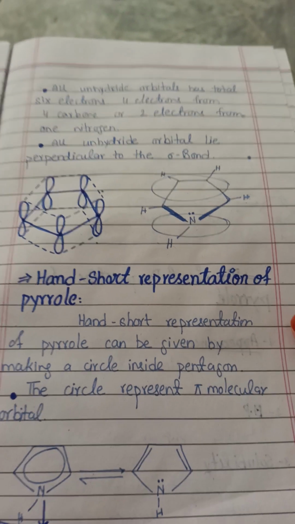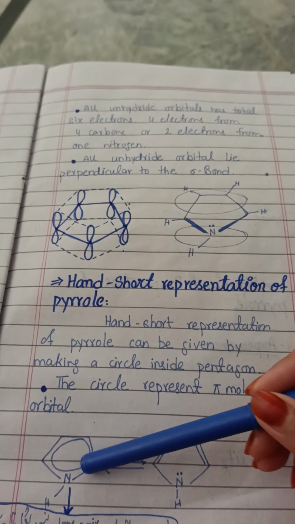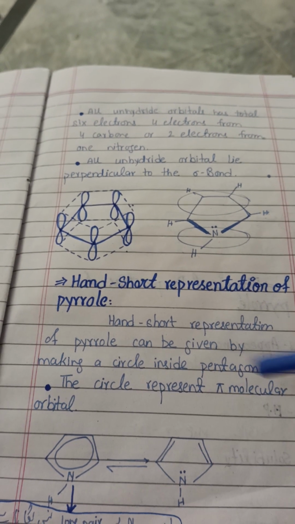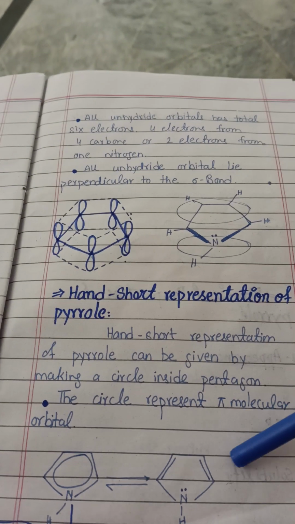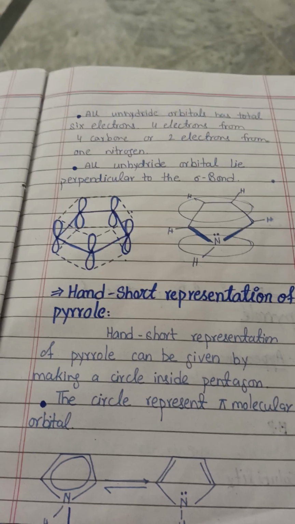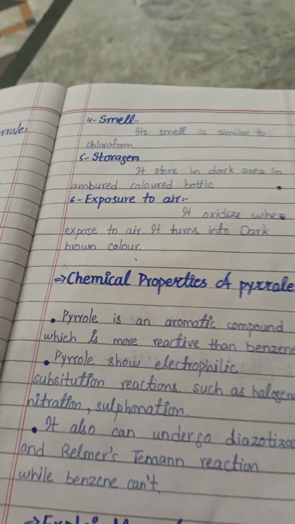Now, a shorthand representation of pyrrole is that it can be represented by making a circle inside the pentagon, which represents the pi molecular orbital. Okay, this can be the representation of pyrrole. Now we move on.